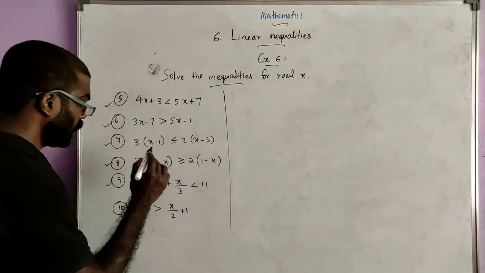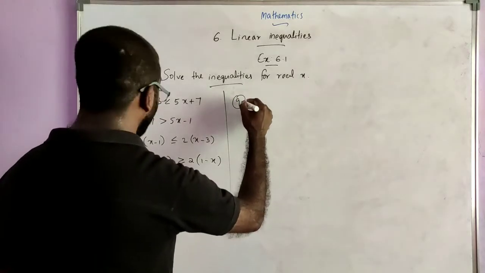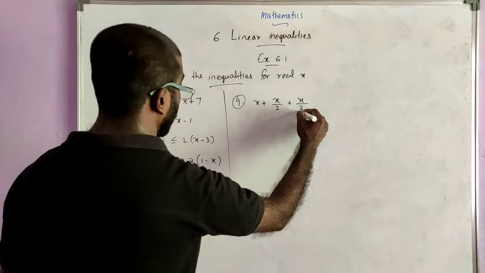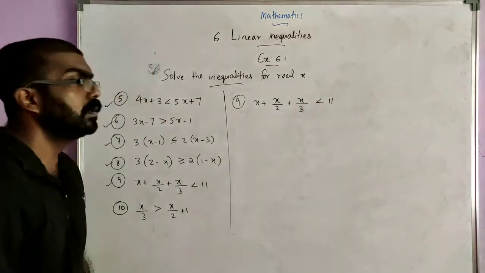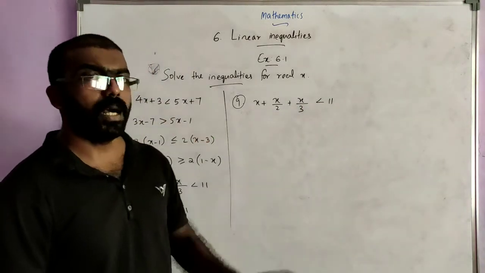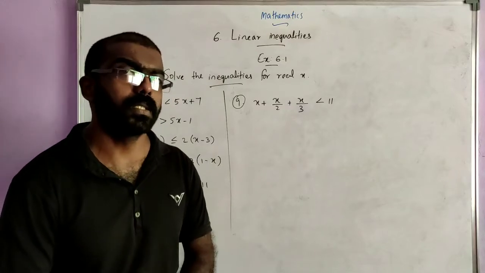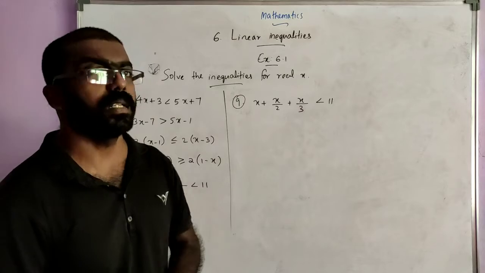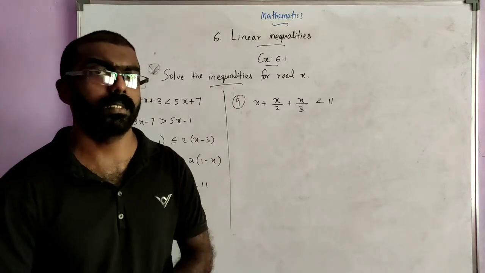Now we move on to question number 9. x plus x by 2 plus x by 3 less than 11. Here we have to multiply both sides of the inequality by the LCM of 2 and 3. And what is the LCM of 2 and 3? It is 2 into 3, 6.